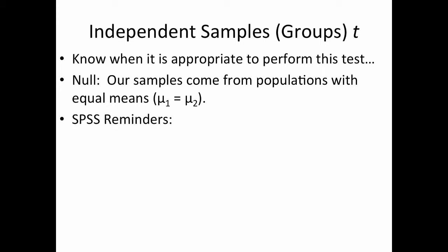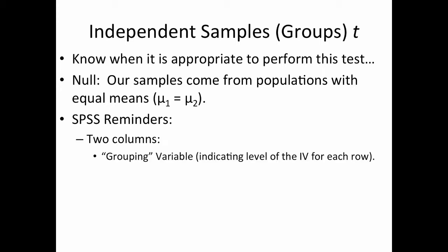So the reminder here is that because this is independent samples, each person is going to provide one and only one value. If you're in condition 1, you'll provide a value for us in condition 1. If you're in condition 2, you'll provide a value for us in condition 2. So we're going to have two columns because SPSS needs to know for each measure on the dependent variable which condition it belongs to.